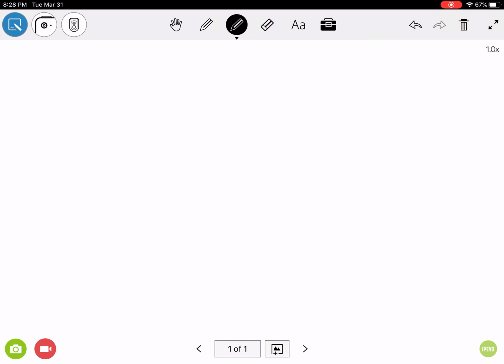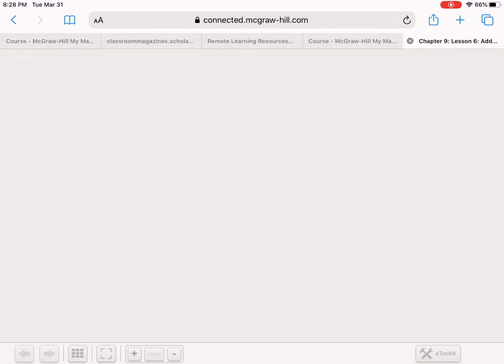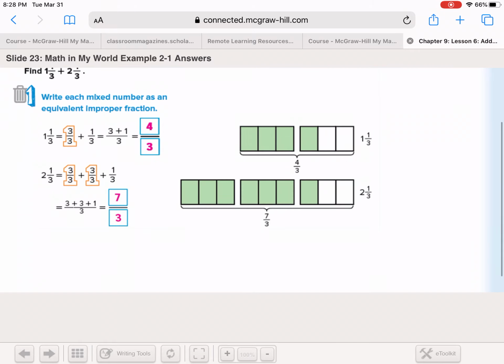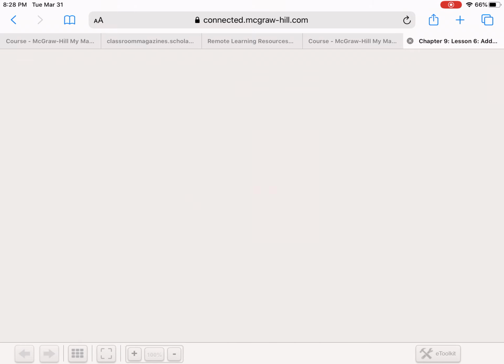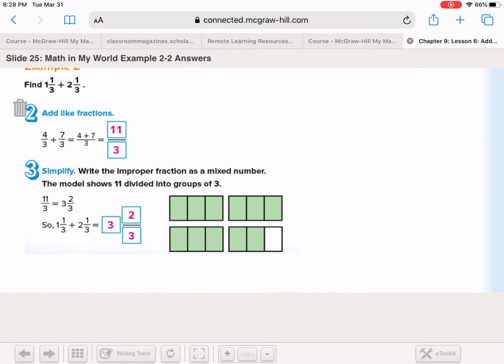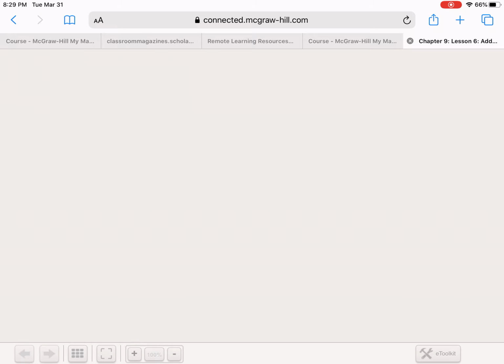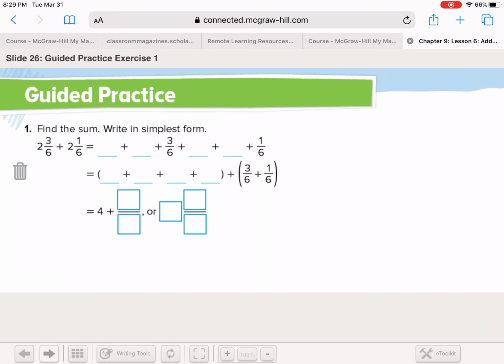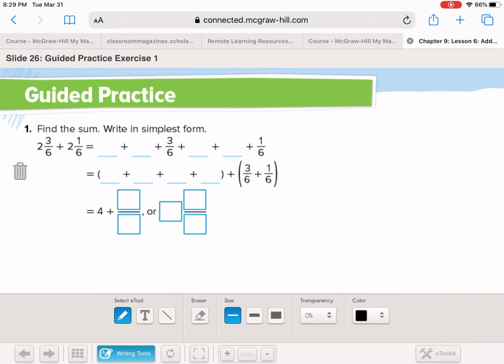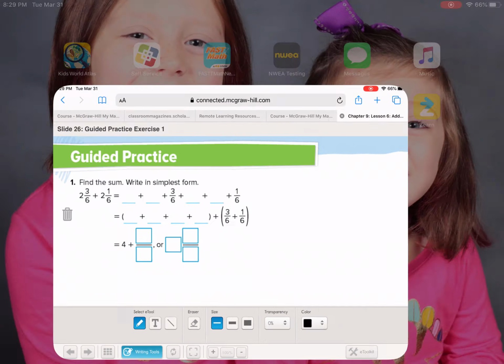Okay, let's go back to our book. They made that way harder than it needed to be. Didn't we say 3 and 2/3? All right. Oh my God. It's like taking my breath away. All right, I have to do it on my whiteboard here.